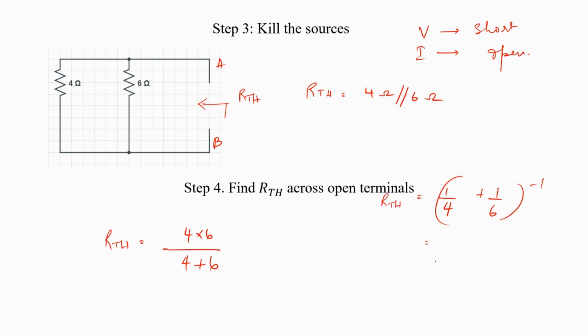So, this boils down to the same thing. So, taking LCM, we have 4 into 6 and 6 plus 4, the whole inverse, which is exactly what we've written here. So, we get 24 divided by 10, which is 2.4 ohms. So, therefore, the value of RTH is now 2.4 ohms.